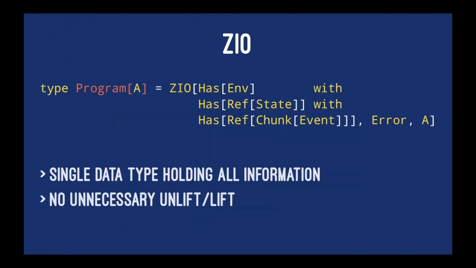So what about using ZIO? We can use the ZIO environment to put our configuration. We can put the state and our list of events inside the Ref in the ZIO environment. And then we can use the ZIO E and A parameters for the error and the return type. Performance-wise, that's great because it's just a single data type. There is nothing to unlift or lift because of the effect rotation technique that ZIO is using.